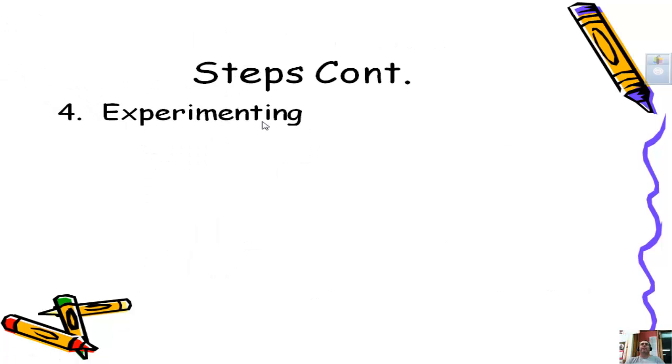Step 4 is your experimenting. That's when you're going to go to the back of my room and actually do your experimenting. Get out the Bunsen burner, warm things up, take chemicals, and pour them into one another.